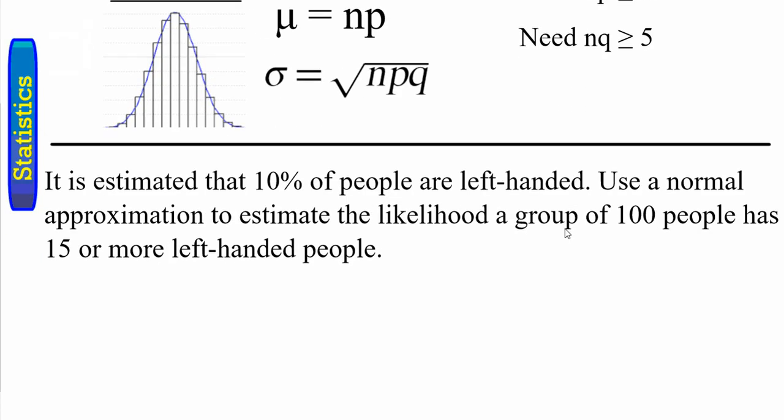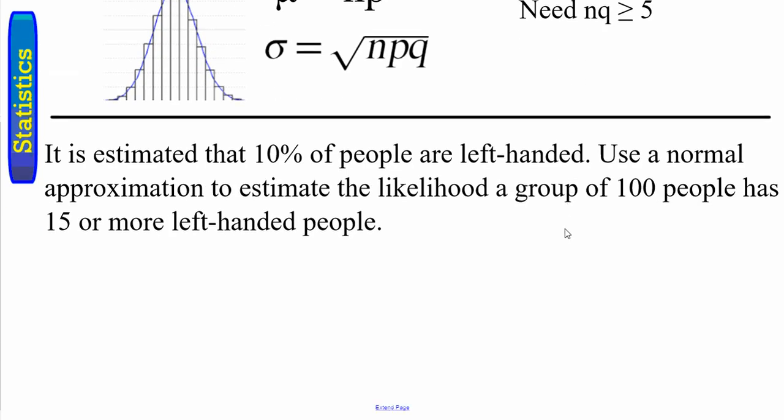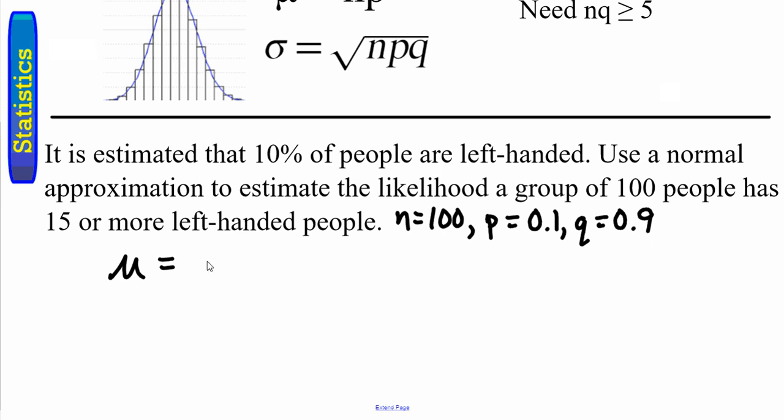So here's an example. It says it is estimated that 10% of people are left-handed. Use a normal approximation to estimate the likelihood a group of 100 people has 15 or more left-handed people. So let's find what the average and the standard deviation should be. N is 100 in our trials. P is the probability of success. Being left-handed is 10%, which means failure, being right-handed, is 90%. The average number of people in a group of 100, you could do this in your head, would be 100 times 0.1. We'd expect about 10 people to be left-handed.